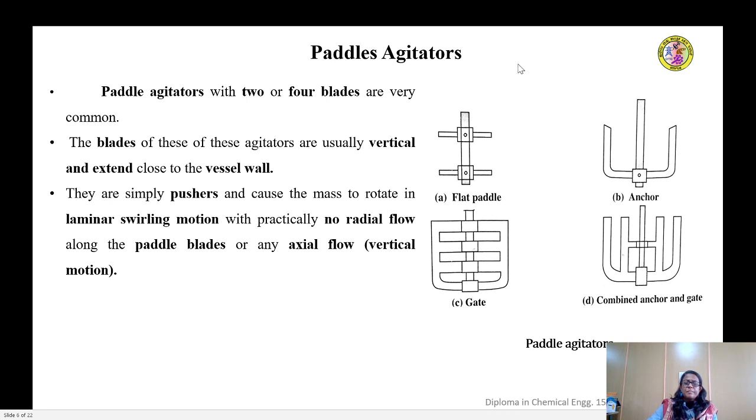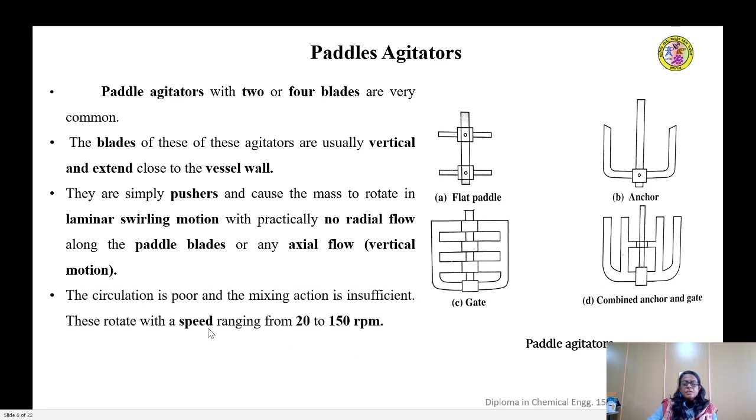The main characteristic of a paddle agitator is that it simply pushes, meaning they don't create any kind of rigorous mixing that you have seen in the case of turbines or propellers. They simply cause the liquid mass to rotate in a laminar swirling motion. Practically, no radial flow and no axial flow can be seen in paddle agitated vessels. So the circulation with this kind of agitator is very poor and the mixing action is not that sufficient.